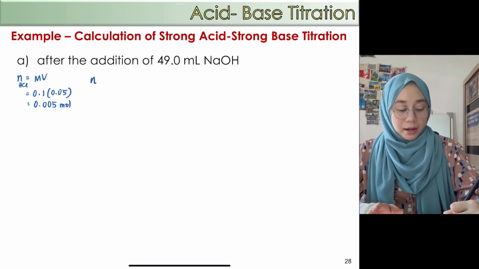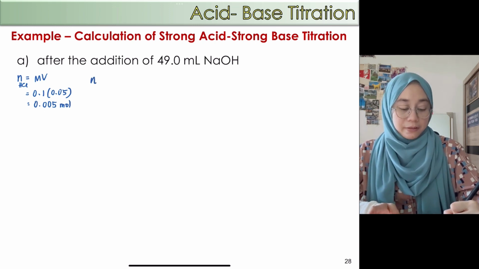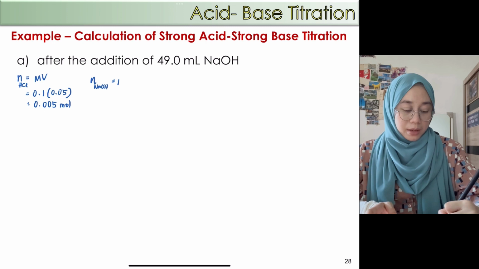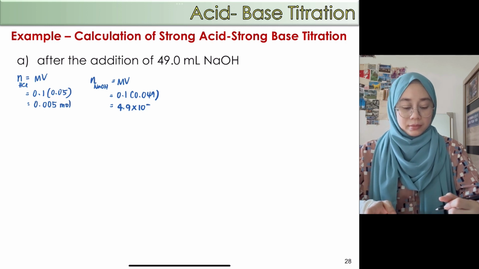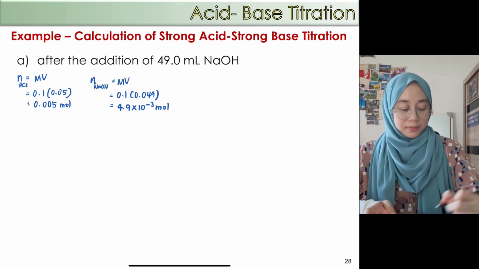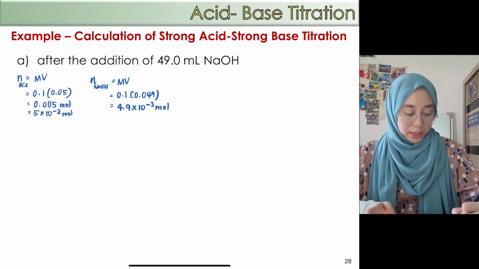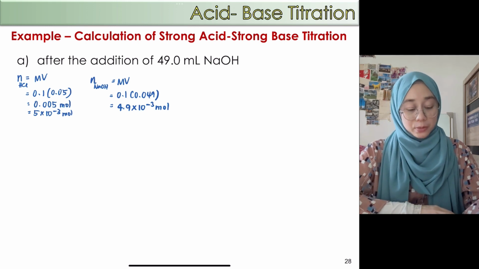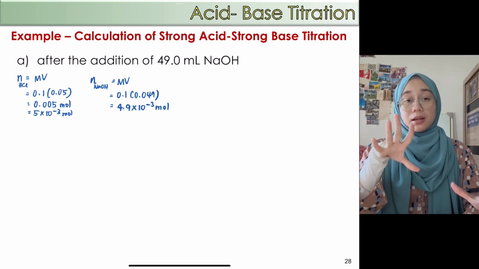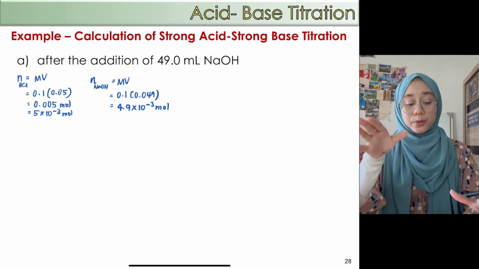Kalau kita tambah 49 ml of NaOH, so kira pula mol untuk 49 ml ni. Ini pun MV juga, so kita ada 0.1 darab dengan 0.049, so kita akan dapat 4.9 eksponen negative 3 mol. Ini sebenarnya adalah lebih kurang 5 eksponen negative 3 mol. Mesti tukar dalam bentuk eksponen, senang sikit Miss nak buat calculation. Right, so dah settle the initial mole untuk HCl dengan NaOH.